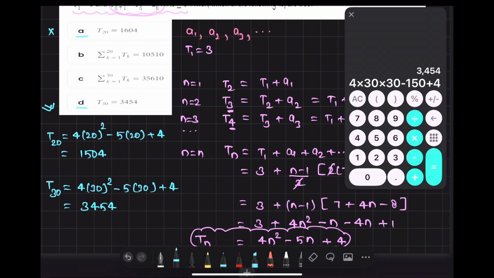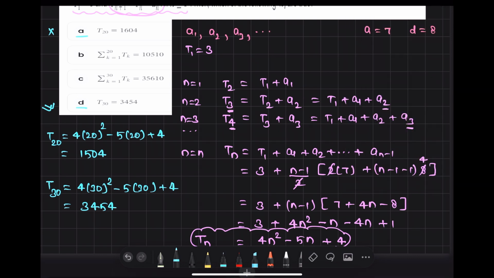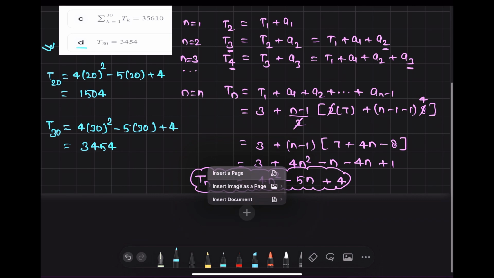Okay, now we have to move on to options B and C, where they are using the summation sign. Look at this.